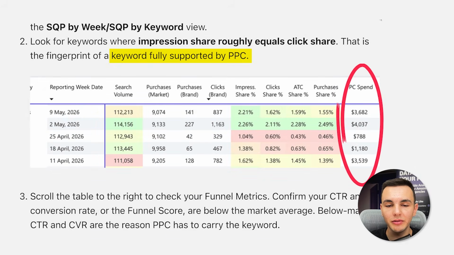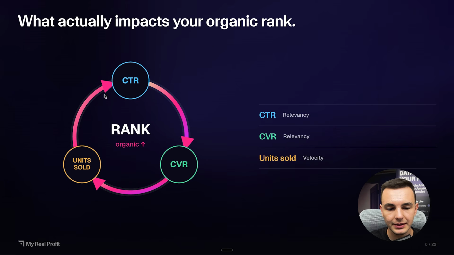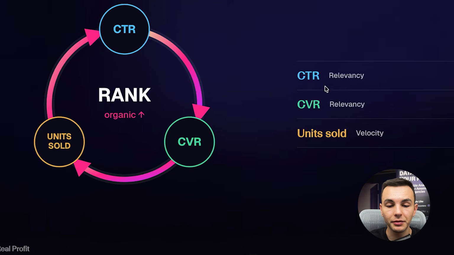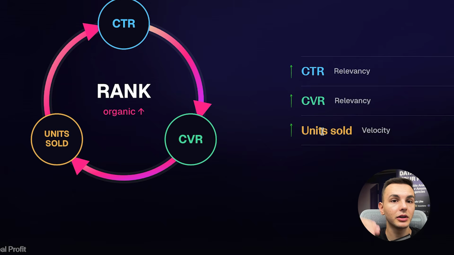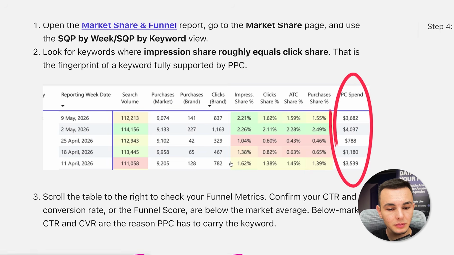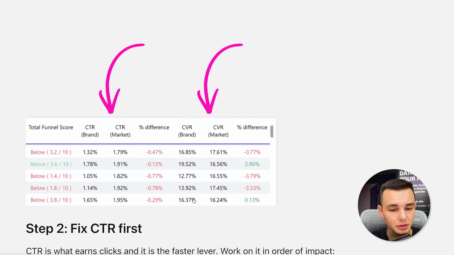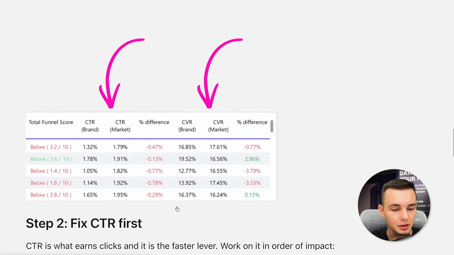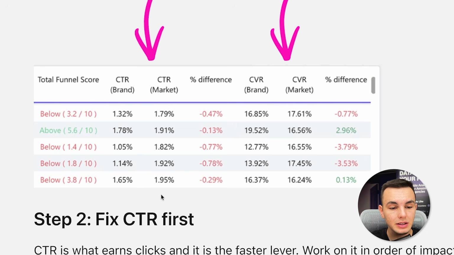The main reason for that problem, as you remember from the flywheel that I showed you before, is that if my units sold go up, my organic rank also goes up. But that means my click-through rate and conversion rate are performing worse than my competitor. Because the way it works, if any of those metrics is better than your competitor, you're going to get ranked up. If it's below your competitor's performance, you're going to go down in rank. So here, as you can see on this screenshot, it's basically the same thing. We can see that our click-through rate is below market average and our conversion rate is slightly below market average.